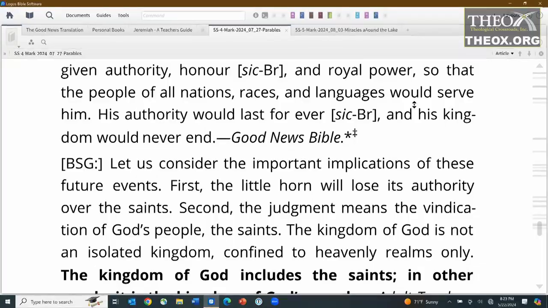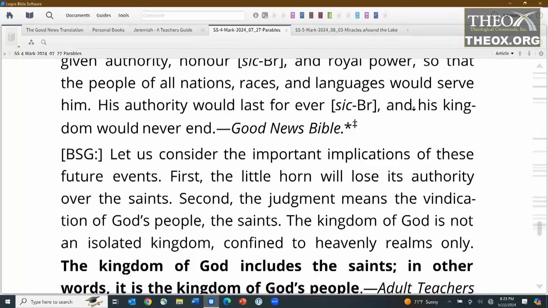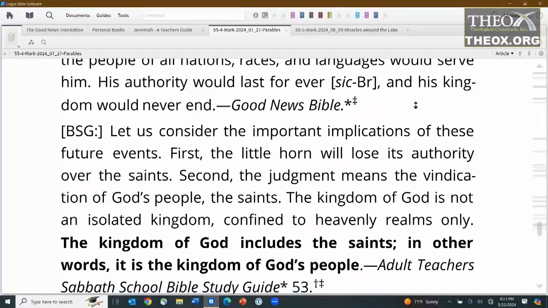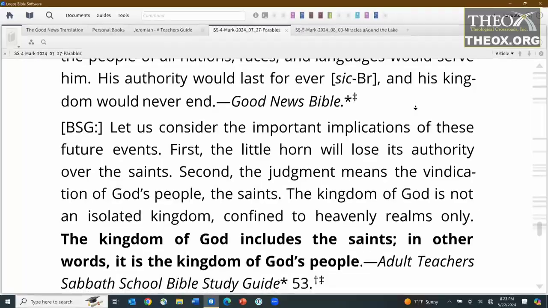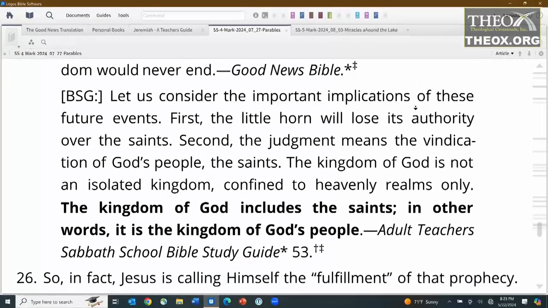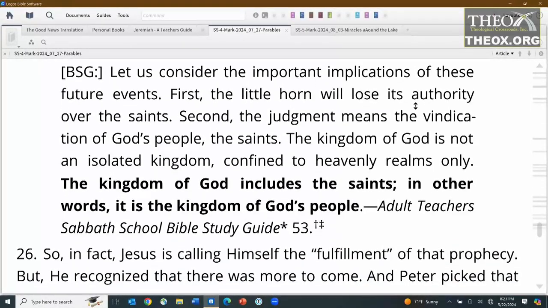First, that little horn will lose its authority over the saints. Second, that judgment means the vindication of God's people, the saints. The kingdom of God is not an isolated kingdom confined to heavenly realms only. The kingdom of God includes the saints. In other words, it is the kingdom of God's people. Okay, so who's supposed to be a part of that kingdom? Us. We are supposed to.